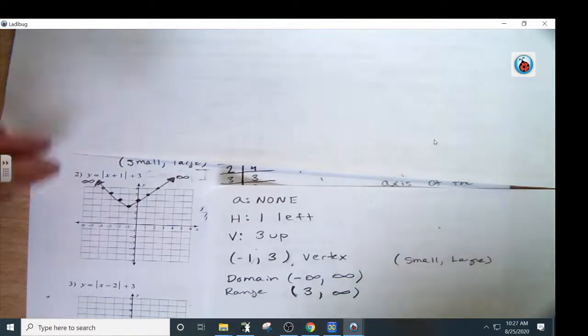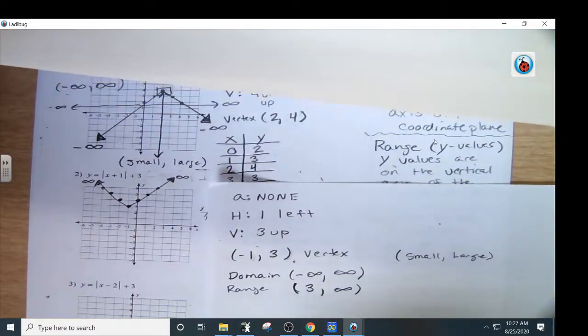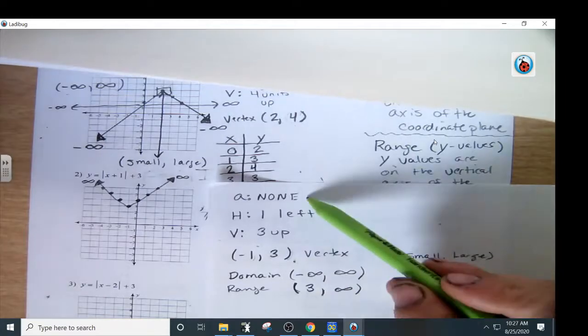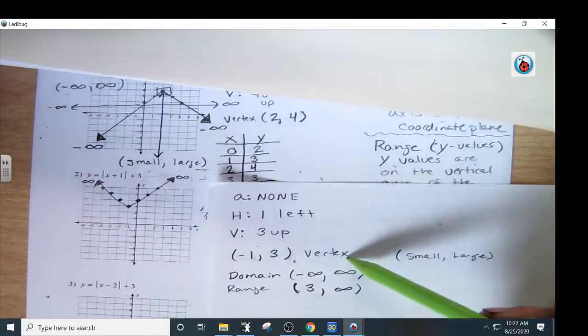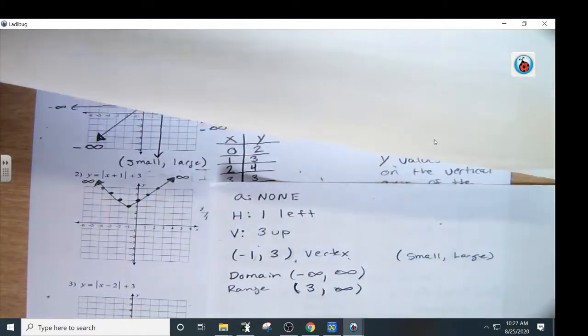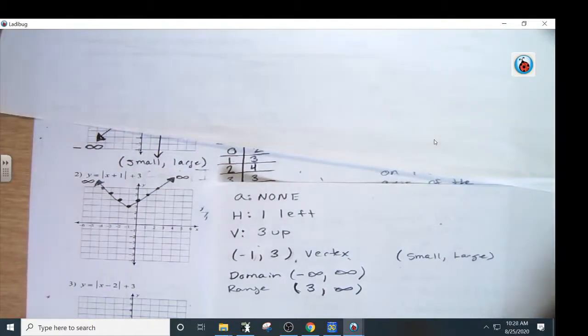All right, I think that's it. Yep, vertex. We got our transformations. We got our vertex, domain, and range. And then we graph it. Is anybody struggling with anything?